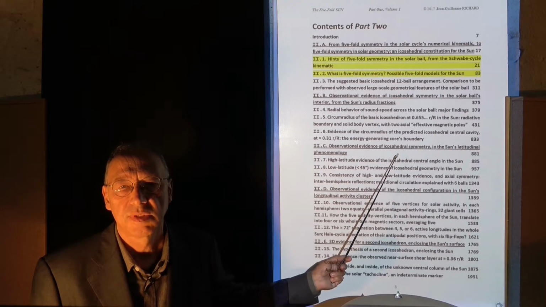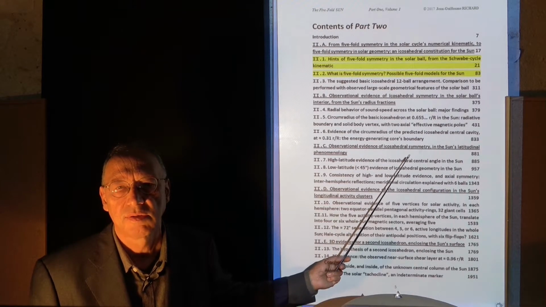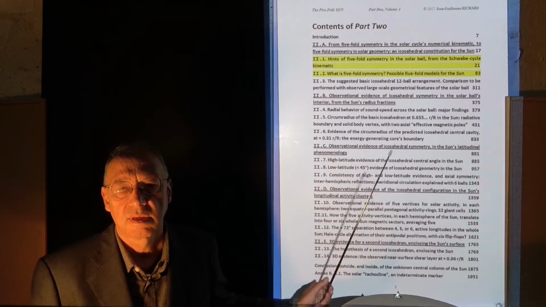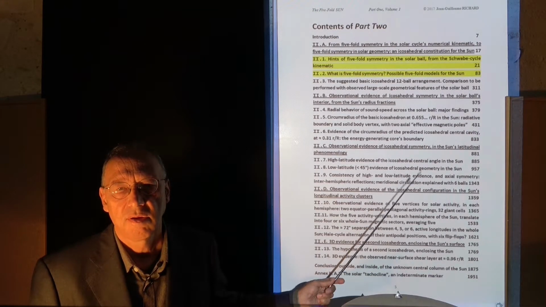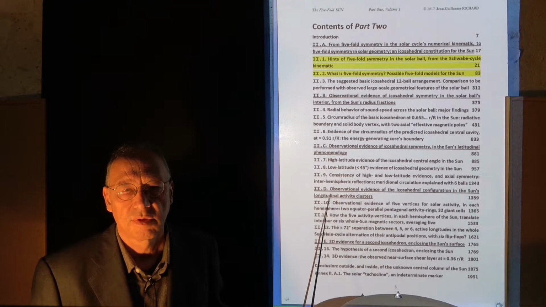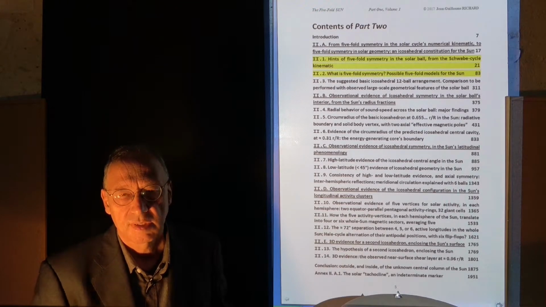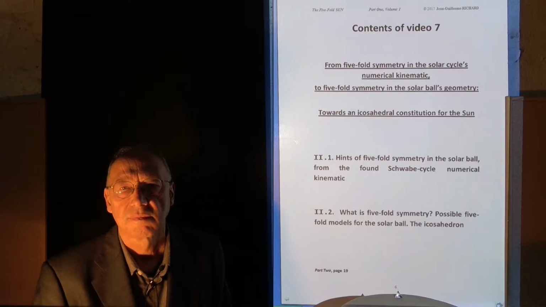In part 2C, we will again look for observational evidence, this time in the Sun's latitudinal phenomenology. In part D, a third kind of observational evidence is addressed, the longitudinal distribution of solar activity. Finally, we will also address the issue of the near-surface 3D geometry of the Sun.